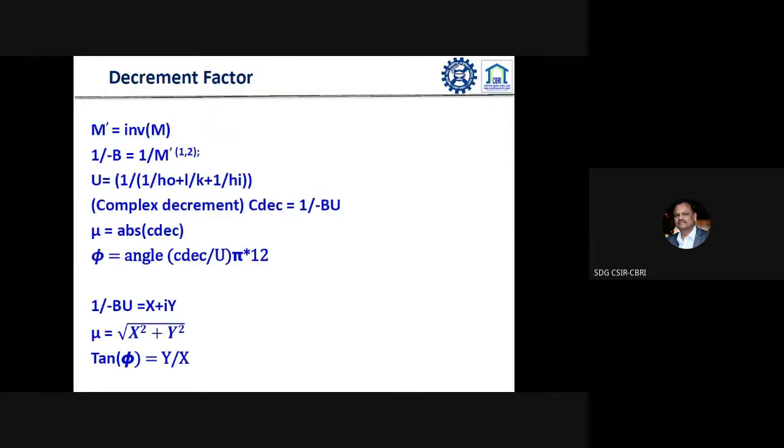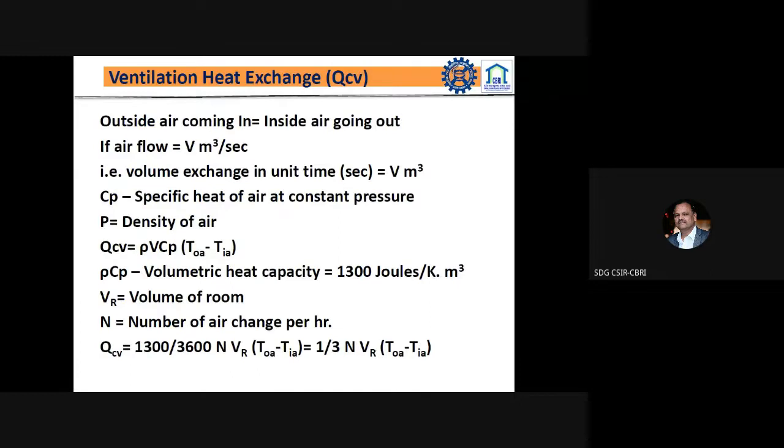Based on this, we have written a MATLAB program, and with that program, for any particular building envelope, we can find the admittance factor and the transmittance factor, and through these we can find the temperature gain inside.